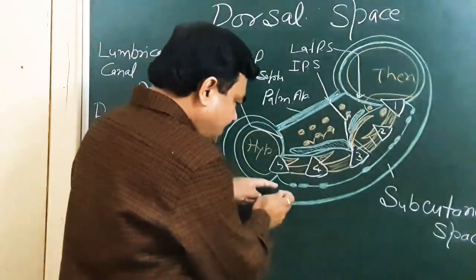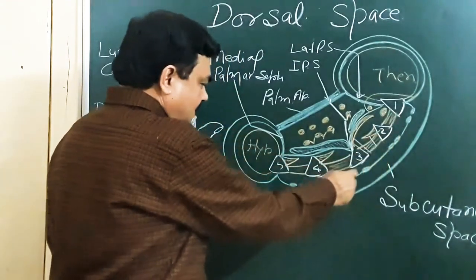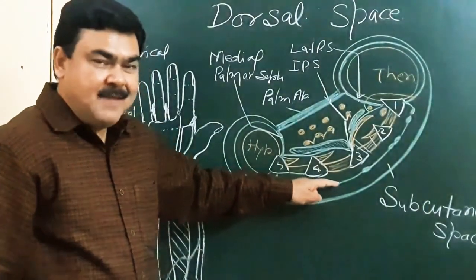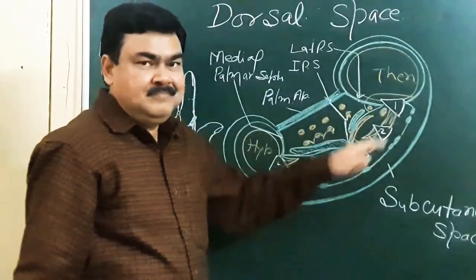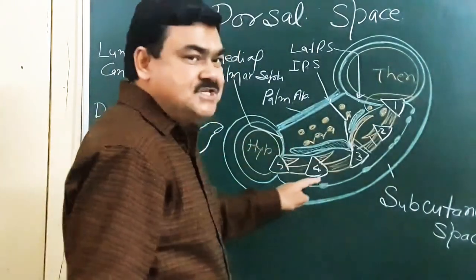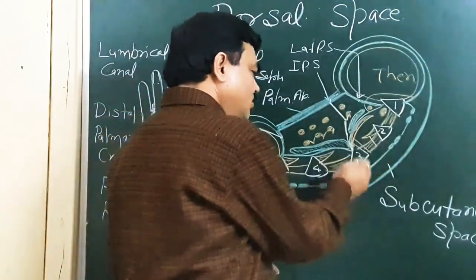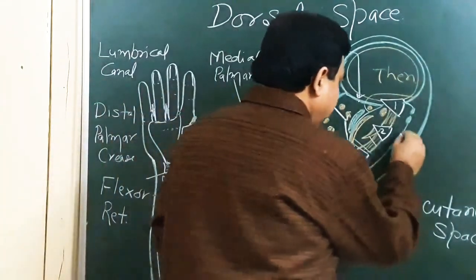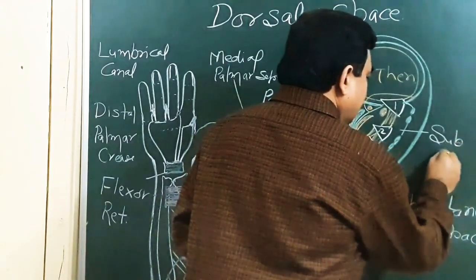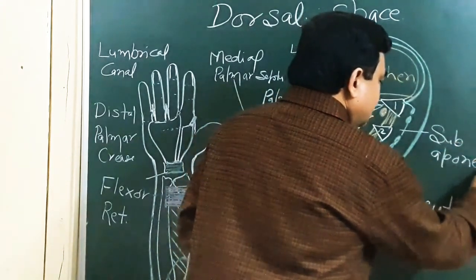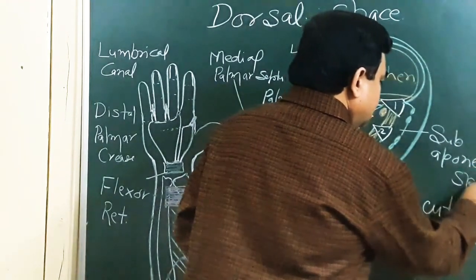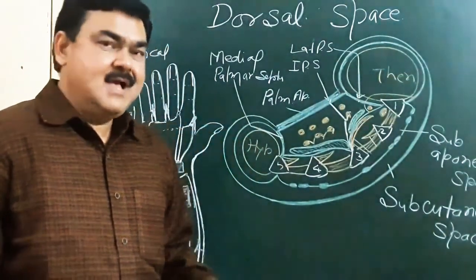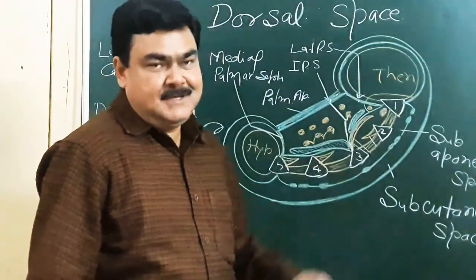Another space: here you can see these are numerous tendons of the extensor compartment. These tendons here become flattened, aponeurotic, and joined with each other to form an aponeurotic sheet. Just below this, there is another space known as the subaponeurotic space. This space is also known as the subtendinous space because it lies deep to the extensor tendons.